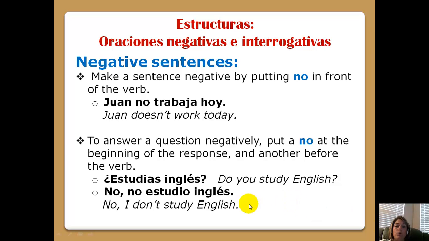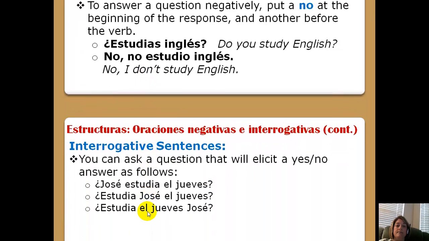No, no estudio inglés. And I usually try to have people correlate the first no with the word no in English. The second no is the expression of don't. No, I don't. No, no estudio inglés.